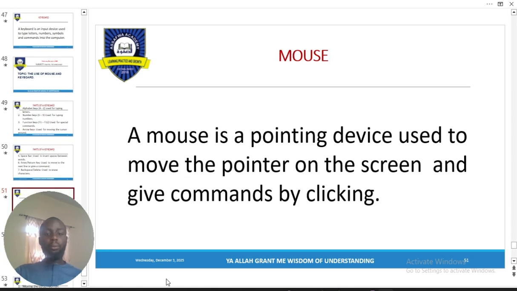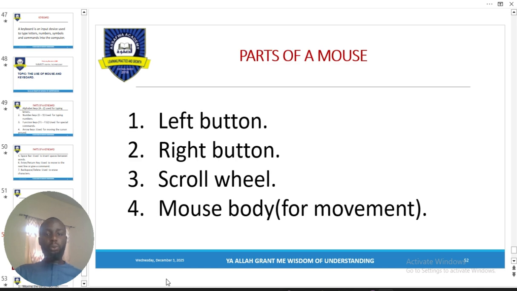Then we have the mouse. A mouse is a pointing device used to move the pointer on the screen and give commands by clicking. So parts of a mouse. First one, we have the left button, we have the right button, we have the scroll wheel. Then we have the mouse body, which is used for movement.